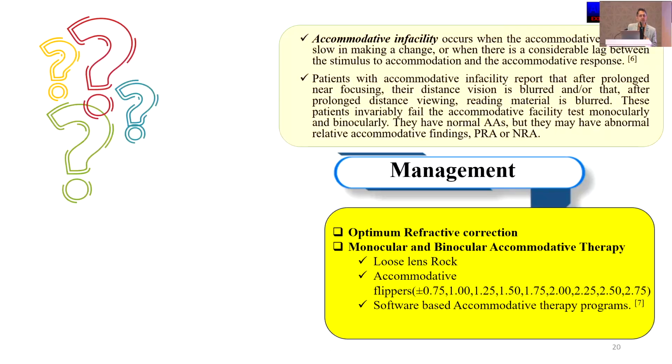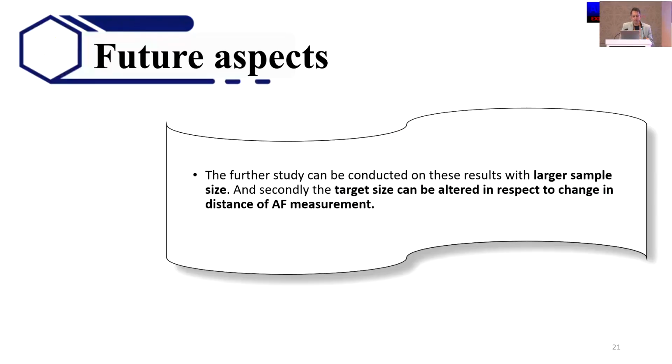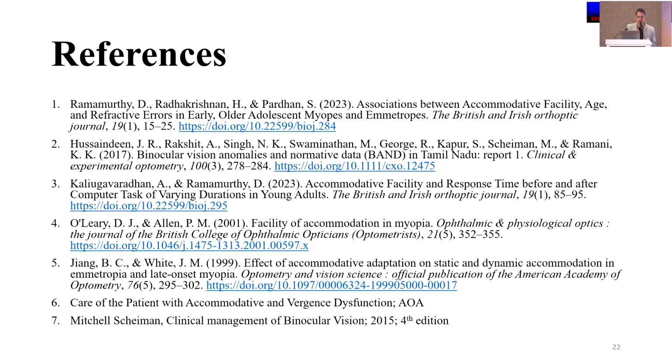Now, in patients who have asthenopia and, as compared to normal, reduced accommodative facility, it can be treated by different methods. So further study can be conducted on these results with a larger sample size, and secondly, we can also change the target size in respect to change of distance for the accommodative facility measurement. We are still working on what the clinical implication is of this changing accommodative facility over different distances of target. Thank you so much.